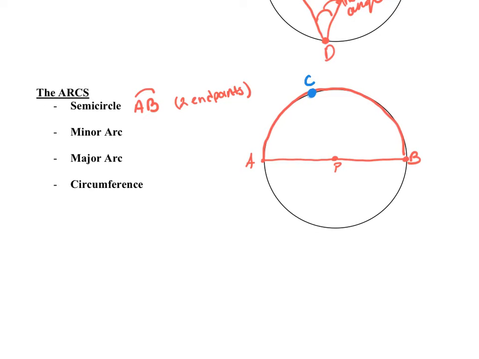Let's say we have arc AC. Arc AC is smaller than a semicircle. With minor arcs, we only need the two endpoints in order to name it, so this would be arc AC or CA. Again, just the two endpoints to name.